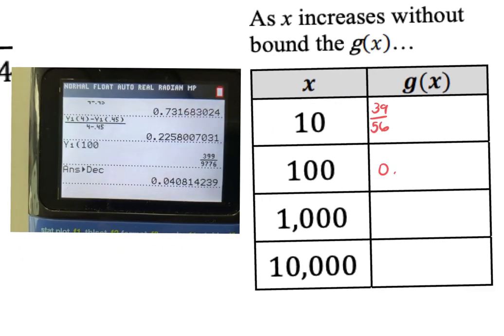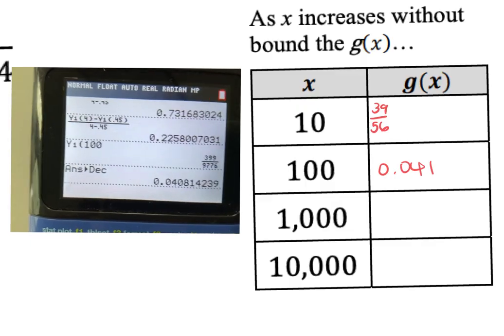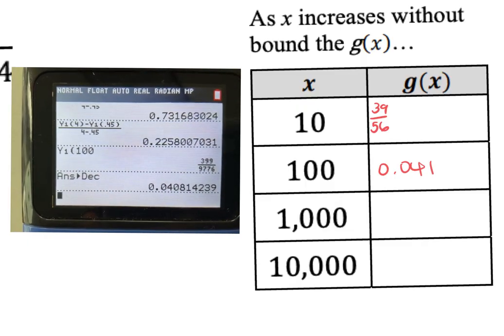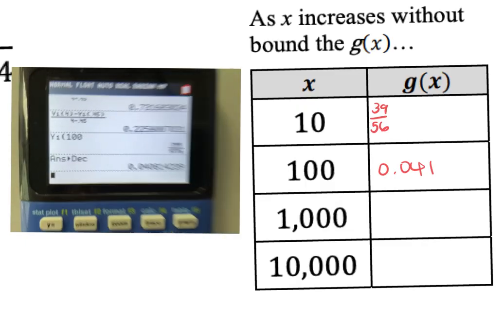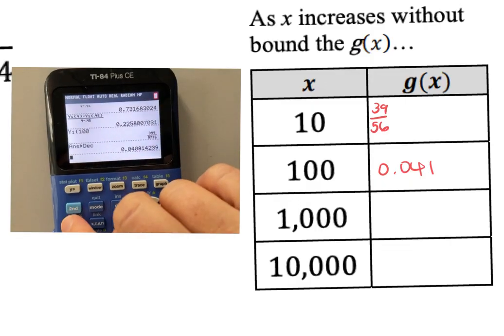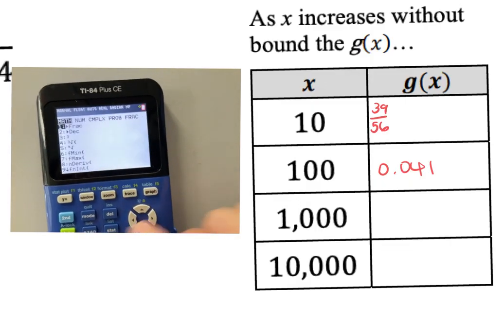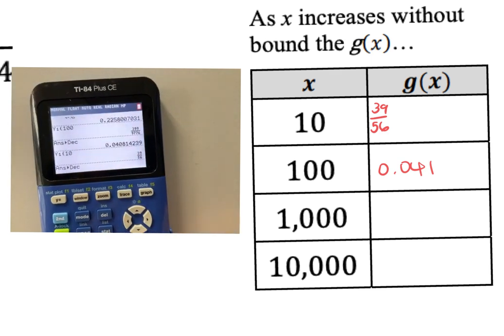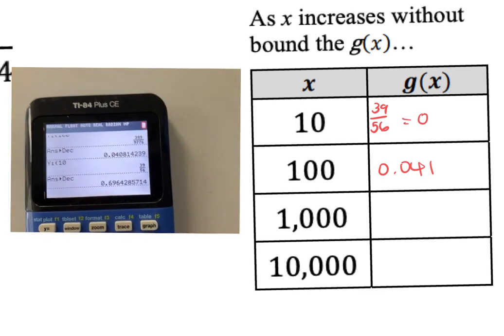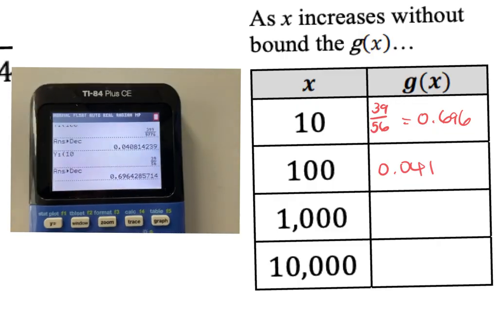So 0.041 is what I would round to because it's 3 decimal places. I'm going to do the same for the 10. So y1 of 10, math, arrow decimal, 0.696. Okay.